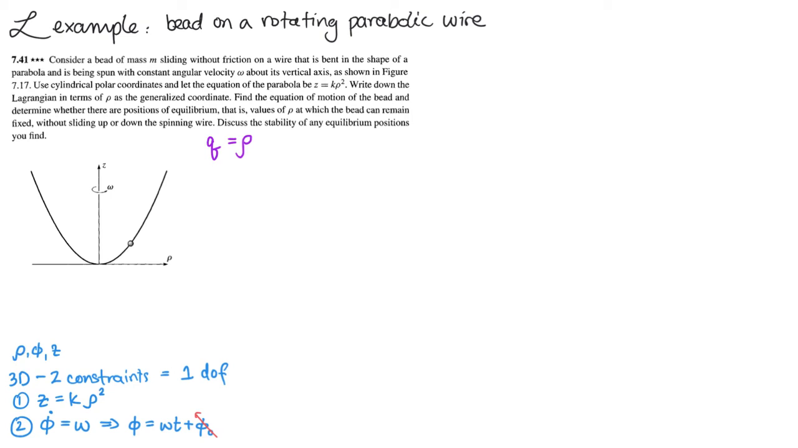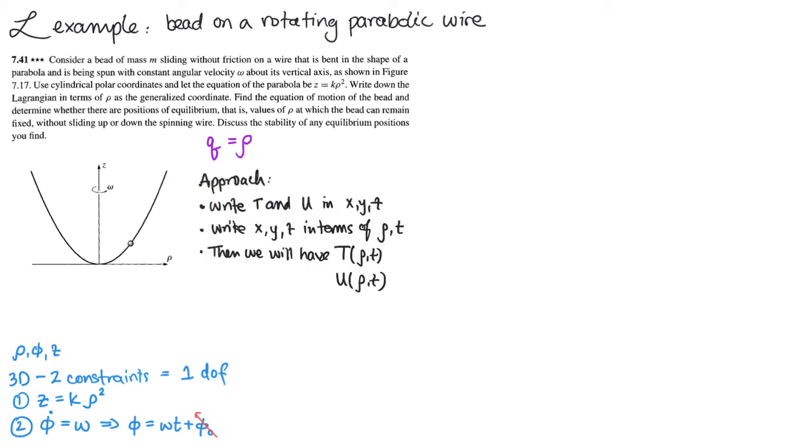Okay, so the general approach I'm going to take here is the kind of foolproof approach. Write kinetic and potential energy in Cartesian coordinates, x, y, and z, and separately write those Cartesian coordinates in terms of the quantities of interest, in this case rho, and in general you can also involve t for time. When you make that substitution, you will have kinetic and potential energy in terms of the generalized coordinate rho and time. Okay, so let's see how this is going to play out.